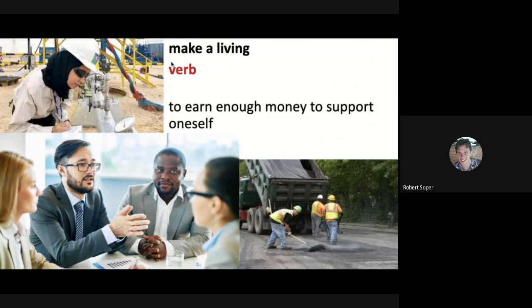So try and put this make a living in your own sentence. One good strategy here was I will make a living by. So think of something that you will be doing in the future. So in the future, I will make a living by something, whatever your career is going to be.